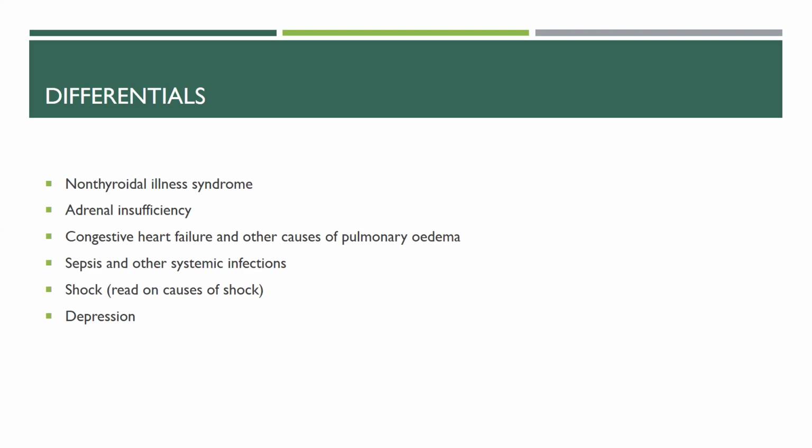And then you'd also have pulmonary edema. Aside from bipedal or peripheral edema, you'd also have pulmonary edema. Then sepsis and other systemic infections can give you something sort of like hypothyroidism. And also shock. This is why I'm going to urge you to read on causes of shock. This will be very important for you also in orthopedics. Please treat these as important things to read.